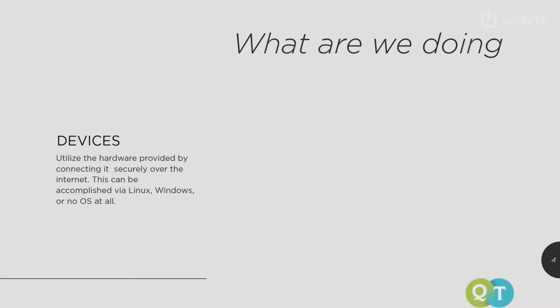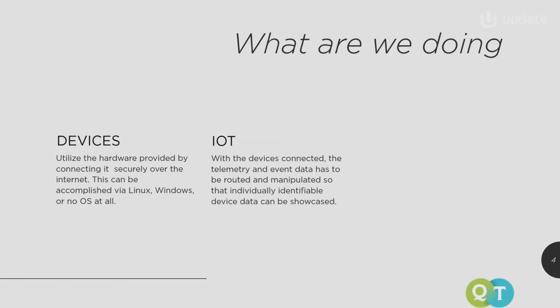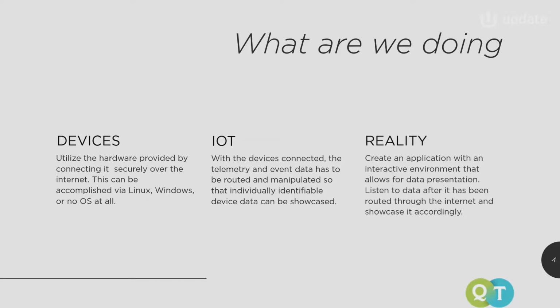All right, so what are we doing in this talk? First, we're going to talk about devices used in IoT, and we're going to cover the different variants of OSs, developer tools, and actual hardware that you can use. Then we're going to talk about the IoT portion. So once we have a device, we're going to connect it to the internet, connect to a cloud, and show how we can transfer those messages and make something useful out of them. And then we'll talk about the reality portion, both virtual and mixed reality, and how you can get started with those and what usefulness they could have for you.